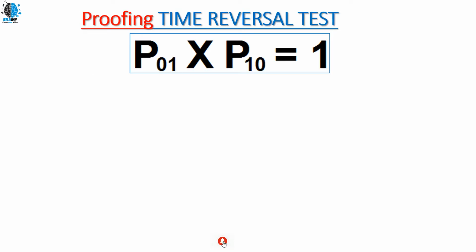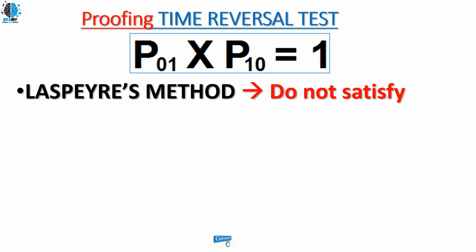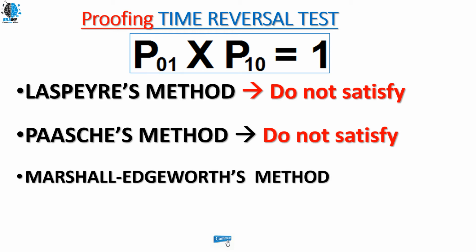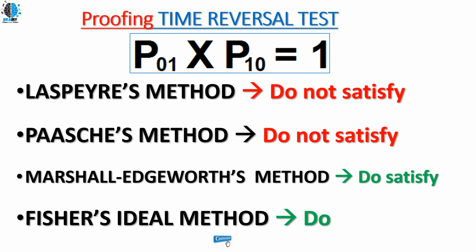Which particular formula is going to satisfy the time reversal test? Laspeyres method is not going to satisfy the time reversal test. Paasche method is also not going to satisfy the time reversal test. Next, Marshall-Edgeworth method does satisfy the time reversal test. Next, Fisher's ideal method is going to satisfy the time reversal test. So only two methods are going to satisfy the time reversal test, whereas Laspeyres and Paasche are not going to satisfy the time reversal test.